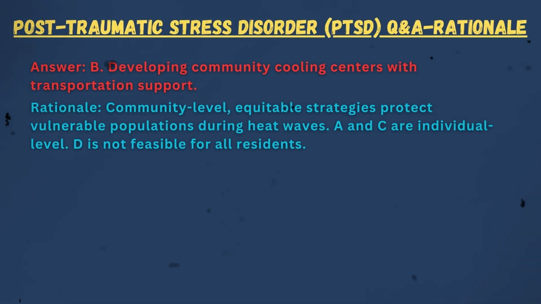Answer: B. Developing community cooling centers with transportation support. Rationale: community-level, equitable strategies protect vulnerable populations during heat waves. A and C are individual-level. D is not feasible for all residents.